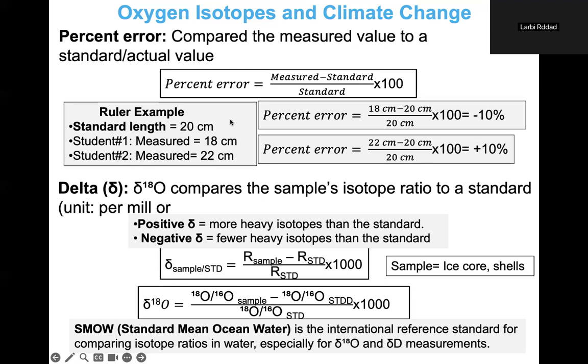To do this, we're going to use this formula of percent error. How much percentage of error is there for student number one and for student number two? So we're going to apply the equation. Here we say measured minus standard. So measured here is 18, minus 20, which is the standard, divided by the standard, 20. 18 minus 20 over 20. Centimeters cancel each other.